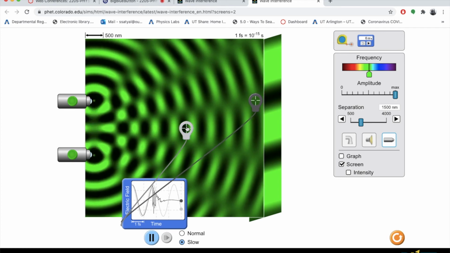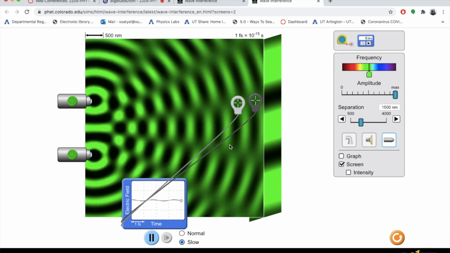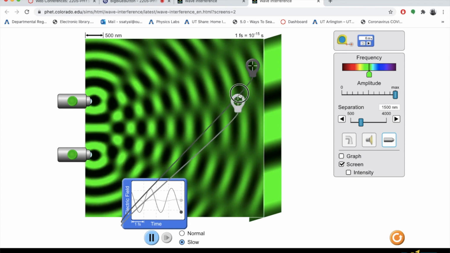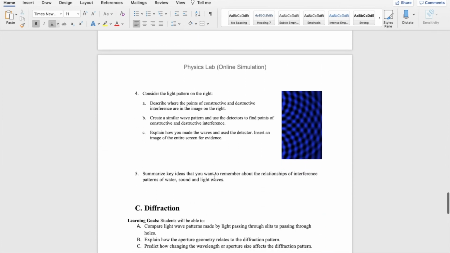Also measure here and see what happens. So you see here the amplitude has gone almost to zero, right? When amplitude is zero, it's a destructive interference, and versus here, compare these two, you'd see. Okay, I think I have explained pretty much everything that you need to complete the lab.